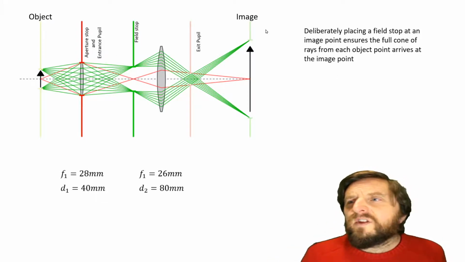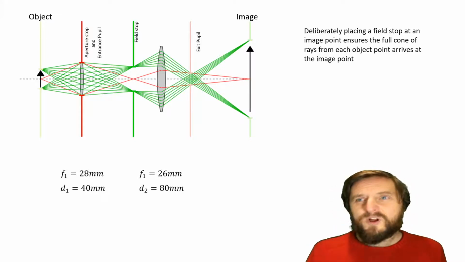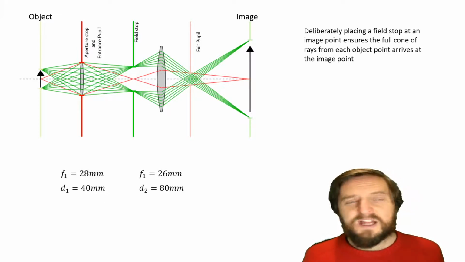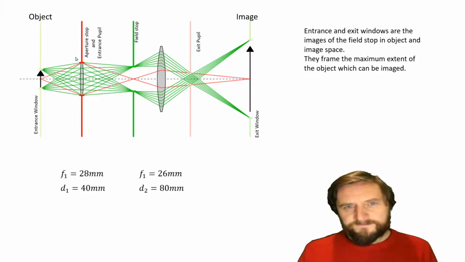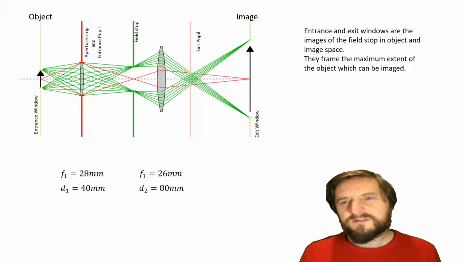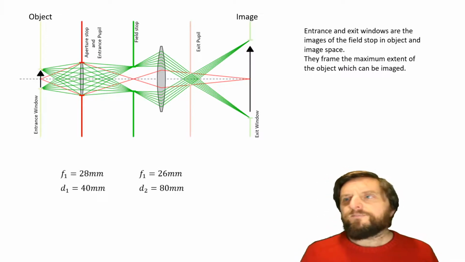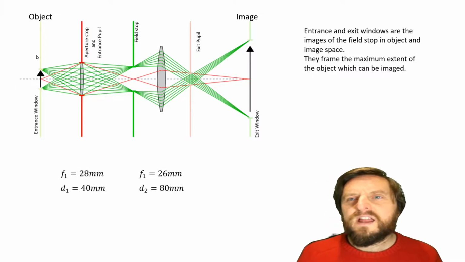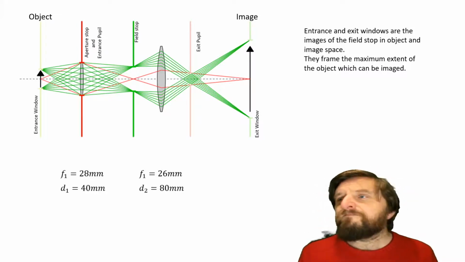One thing that you'll notice here is we have two more images, and just like the images of the aperture stop are the entrance and exit pupil, the images of the field stop are called the entrance and exit windows. These windows are the images formed by the lenses before or after the field stop, and they frame where in the real world the image is actually coming from. So you can see here this limits the size of the image that we get.